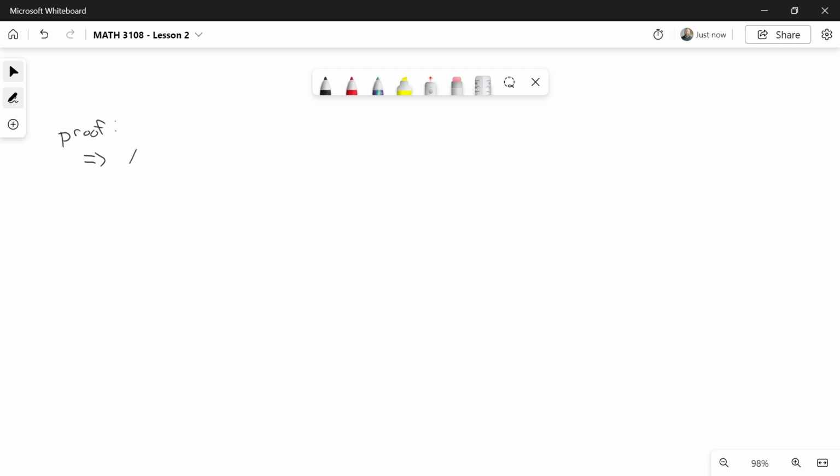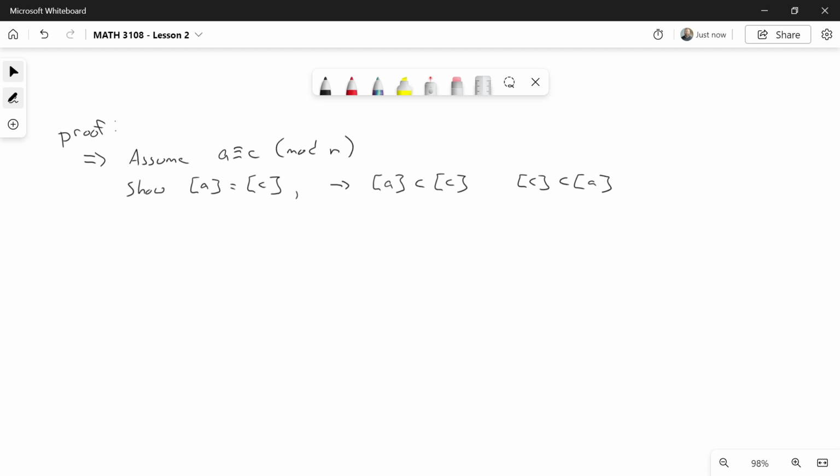So what we're doing is we are assuming that we have A is congruent to C mod n. And what we're looking to do is to show that the congruence class of A is equal to the congruence class of C. Now with equality, how do we prove equality of two sets? In order for us to do this, I have to be able to show that every element inside of A is contained in the set C, or the congruence class of C, and vice versa, that everything inside of C is also contained in A. So let's prove this.